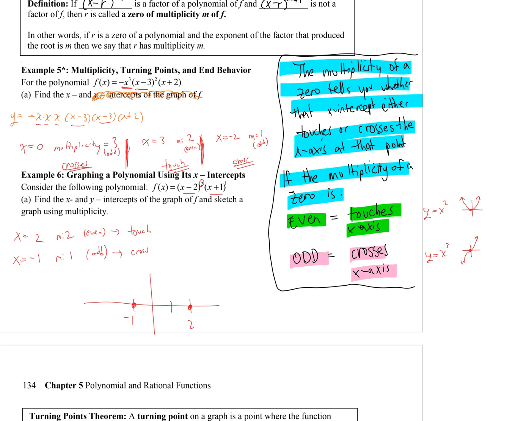If I wanted to quickly find a y-intercept, I plug in 0. This is 0 minus 2 squared, which is 4. So it's going to be at 4, right? 1, 2, 3, 4. This is way off scale. Let me do it again.